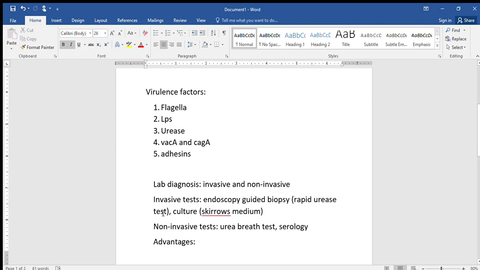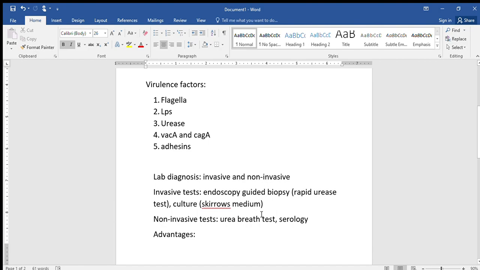Regarding the invasive test, one is the endoscopy guided biopsy. From the endoscopy, we take the biopsy, especially the antrum tissue, and that antrum tissue will go into histology. So we will see the tissue type. With the help of histology, if there is sudden change in that cell type, then we can also have the diagnosis. Next thing is that tissue can be stained.